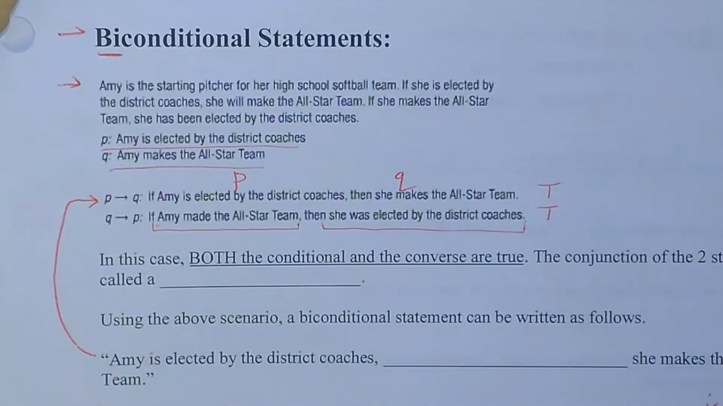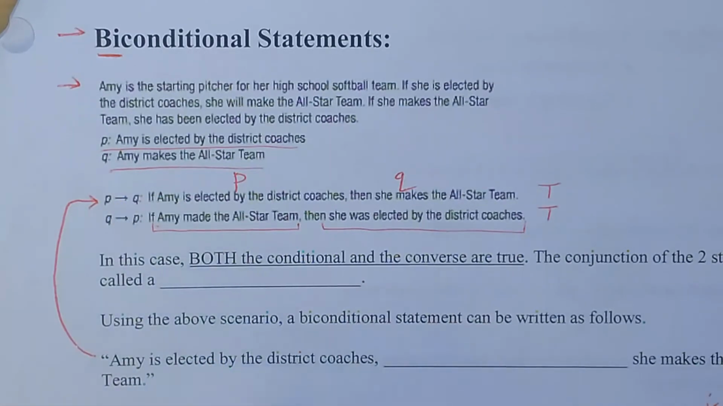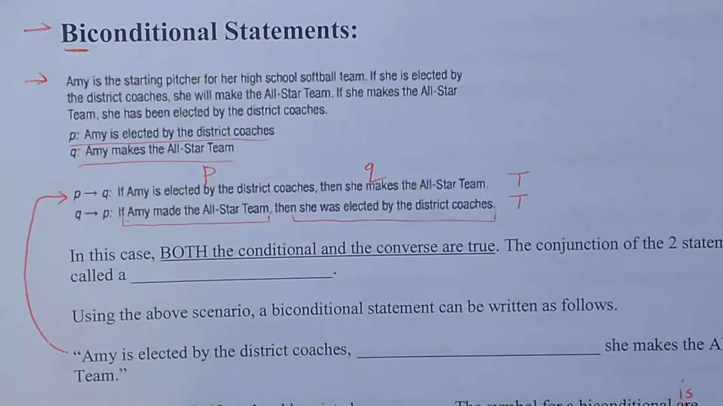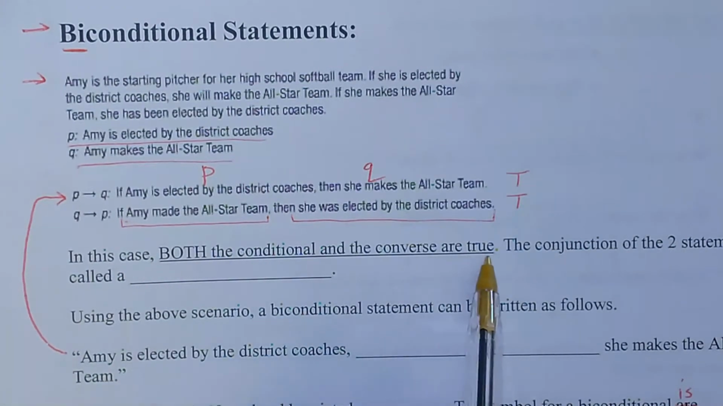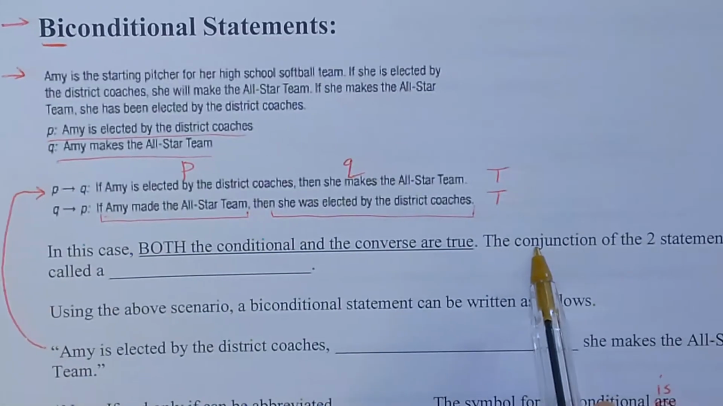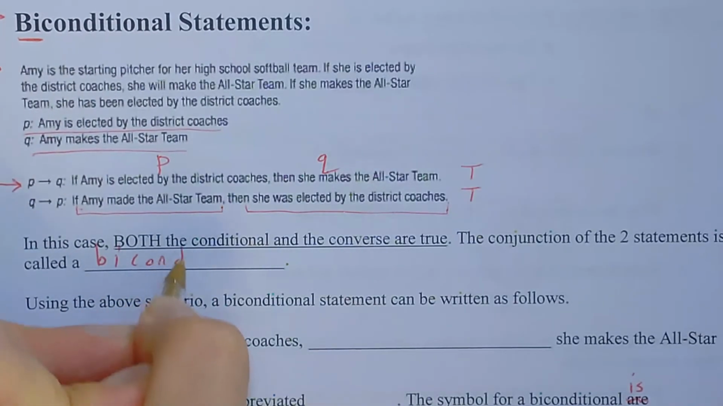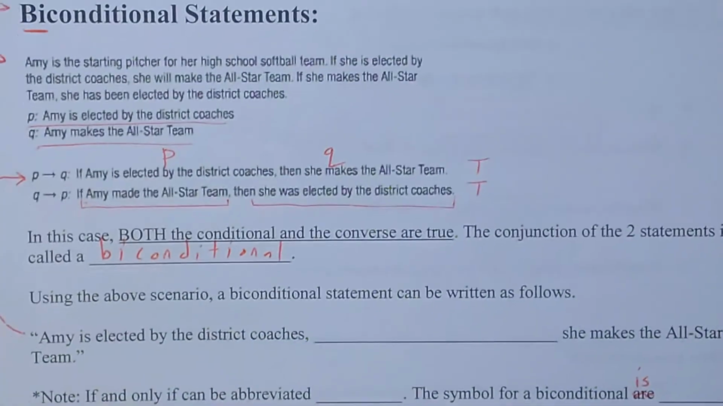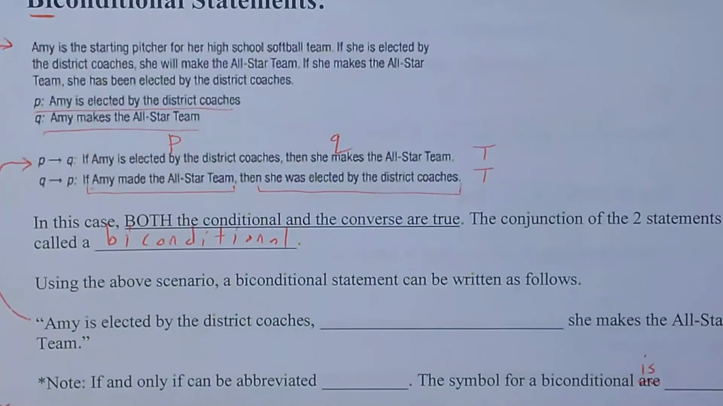So if your original statement is true, and your converse is true, then you can put them together in what's called a biconditional, which means two things are true. So in this case, both the conditional and converse are true. The conjunction of the two statements is called a biconditional. And that means that they're both true. Using the above scenario, a biconditional statement can be written as follows.